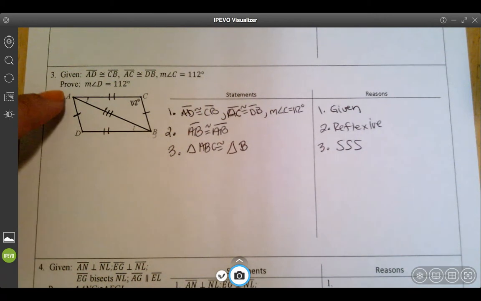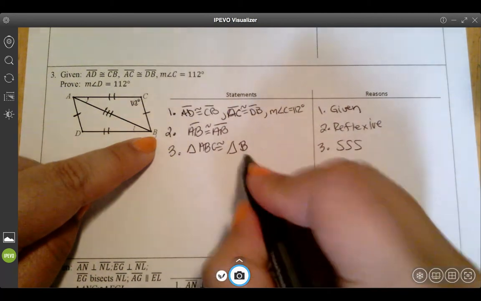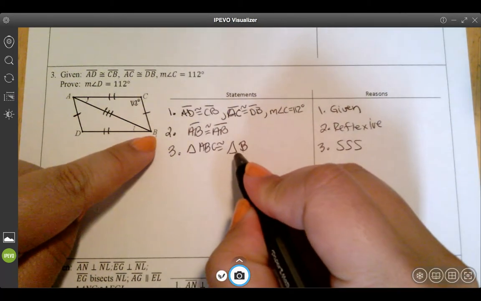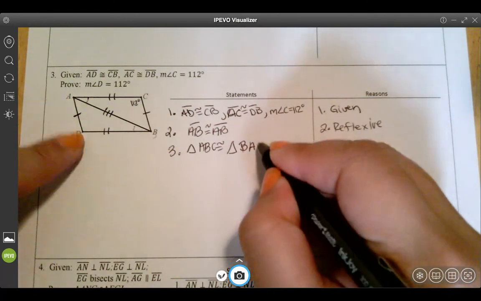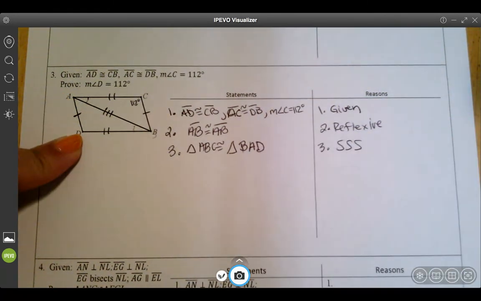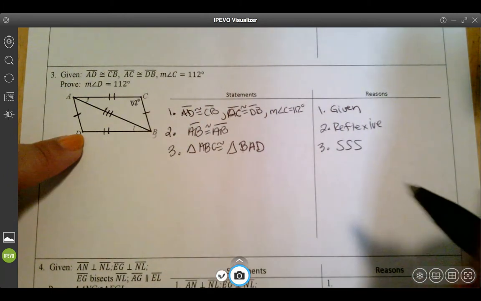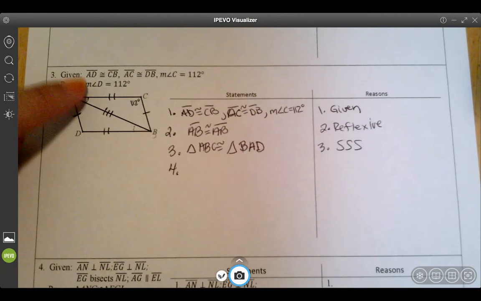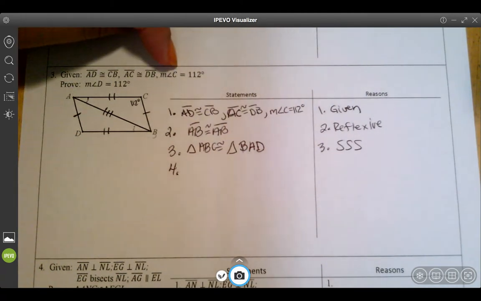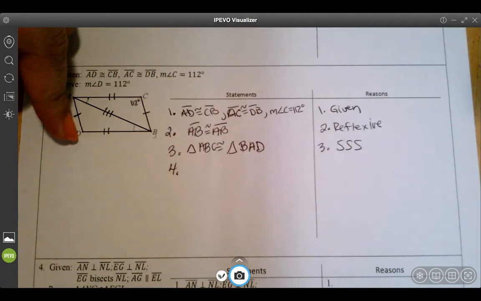Okay. Then from A to B, I go along the 3 tick marks. So from B to my next vertex, I'm going to go along the 3 tick marks. BA and our last vertex D. Okay. And so now I have my triangles are congruent. And step 4, somehow I need to use that in order to prove that angle D is 112. Well, I know that angle C was 112. So is there a way to say that C and D are congruent?